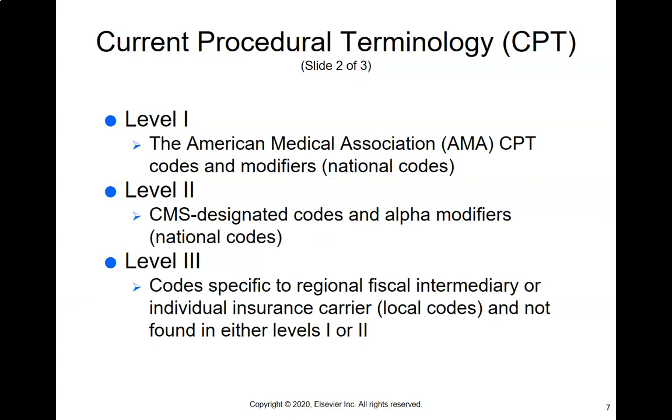There are 3 levels of CPT terminology. Level 1, the American Medical Association, the AMA, CPT codes and modifiers, and this is your CPT manual that you will use most of the time. Level 2 are your national codes, your HCPCS, and CMS designated codes and alpha modifiers. And then Level 3 codes are specific to regional fiscal intermediary or individual insurance carrier local codes, and not found in either Level 1 or 2.